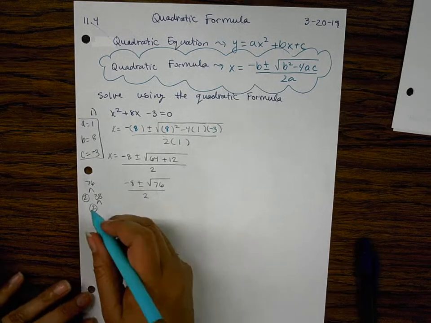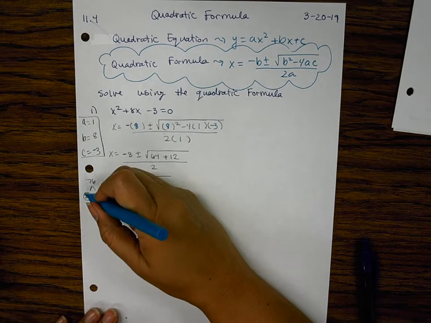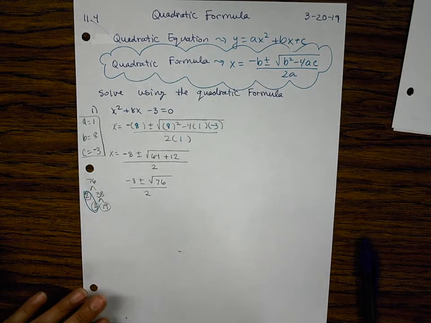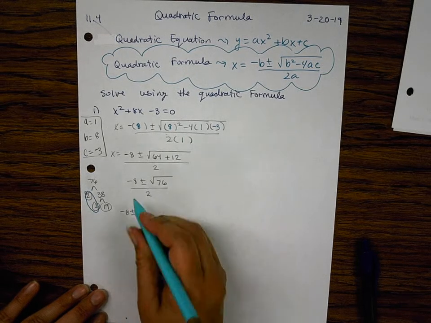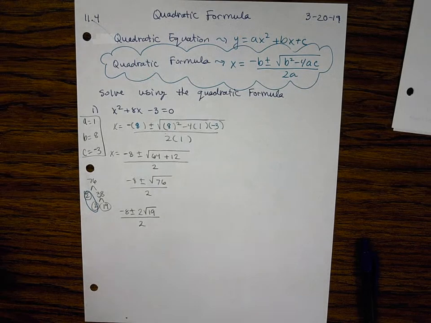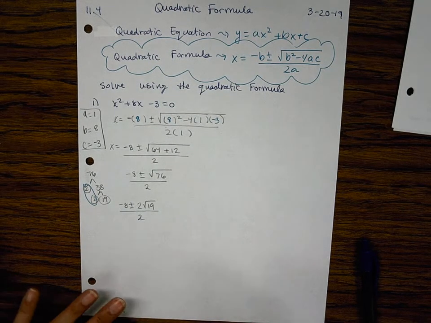2 and 38. 38 is even, so divide that by 2. 2 and 19. Can you guys see that the 2's are going to come out as a pair, leaving the 19 inside? That is negative 8 plus or minus 2 root 19 over 2.